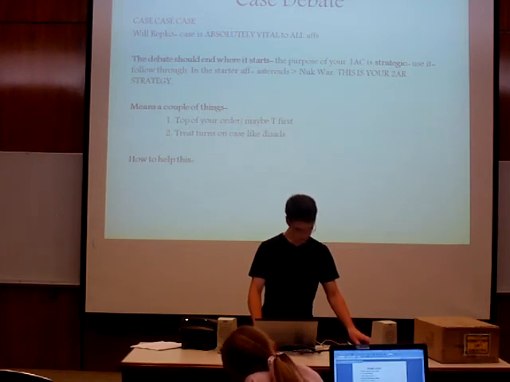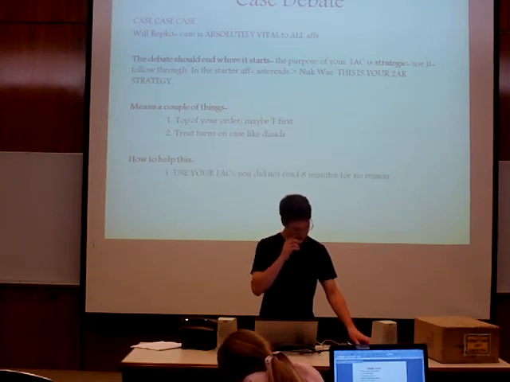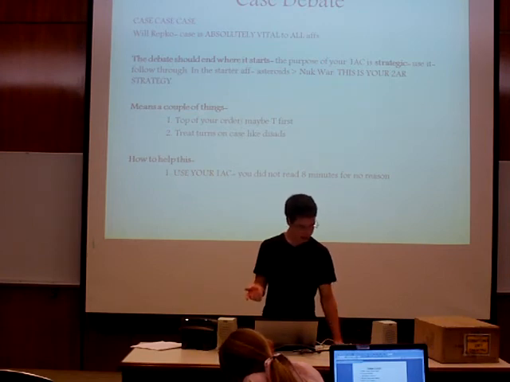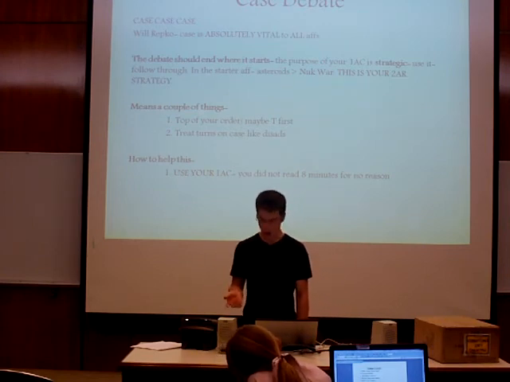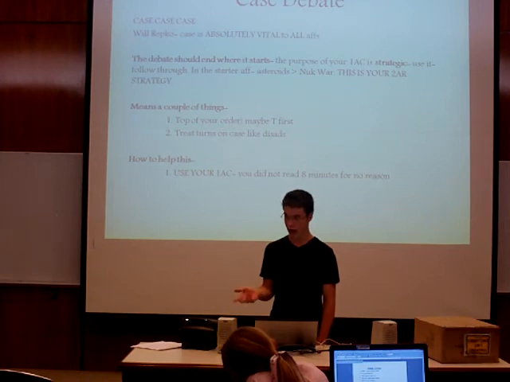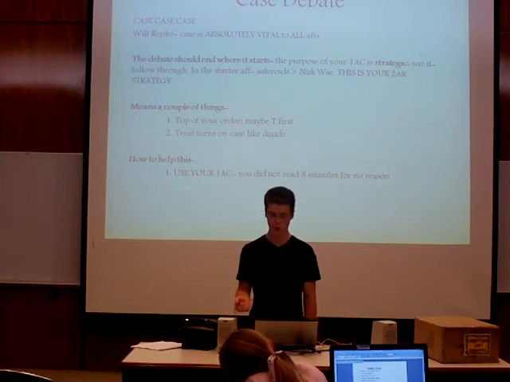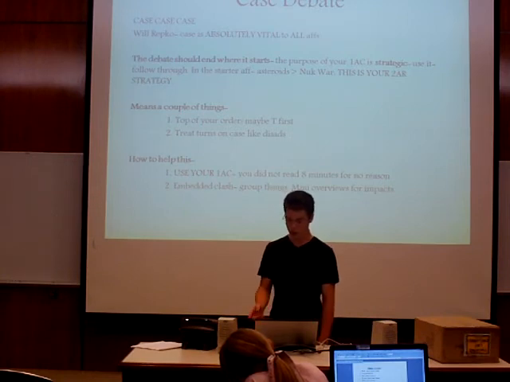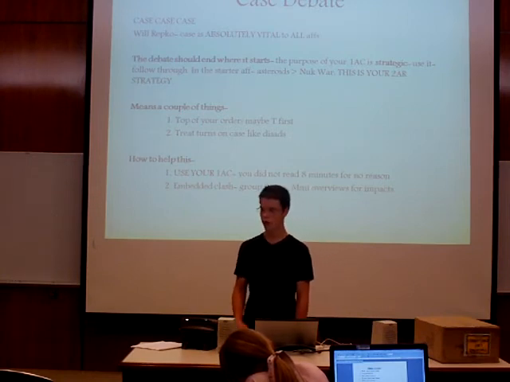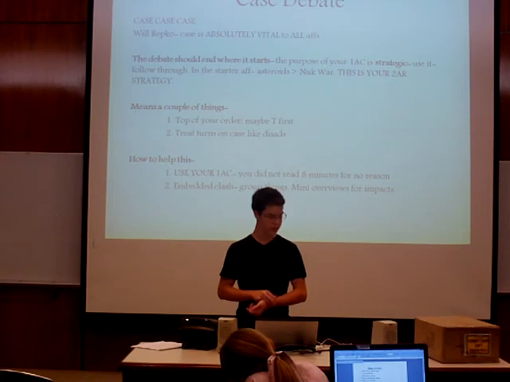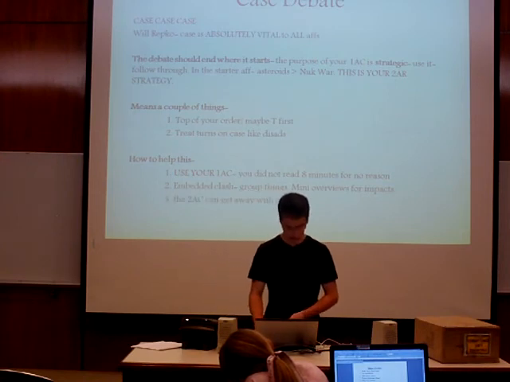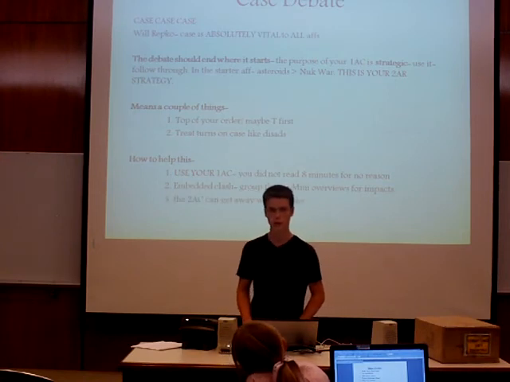Also, how to help this. This means a couple of things. One, use your 1AC. You did not read it for nothing. Again, I didn't read a single card more than five times in the 2AC in high school debate. Two is embedded clash and grouping things, with many overviews for impact calculus in the 2AC. Again, group theory arguments that a Gemini is inevitable. And third is that the 2AC can get away with murder. I didn't understand this until my senior year.